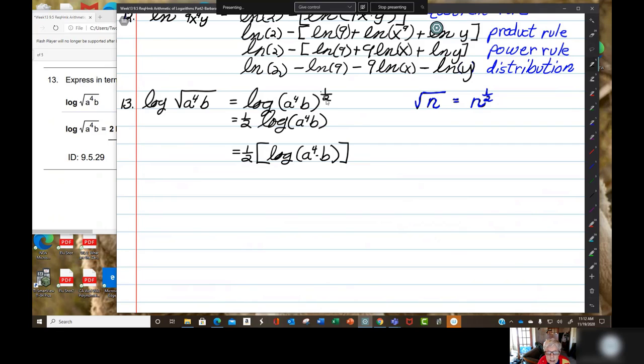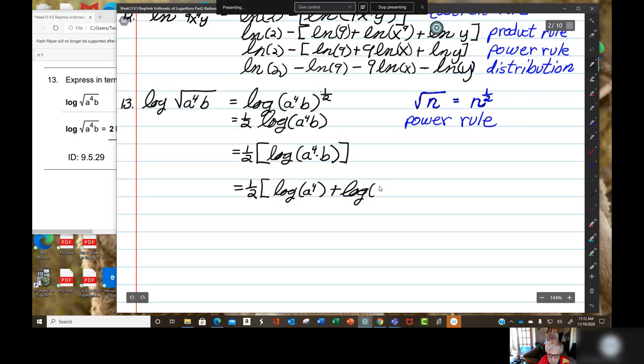Now let's see, this was the power rule up here. Power rule. And in a minute, I'm going to use the product rule. There now. That's the power rule. No, it's not, it's the product rule. All these guys start with P. It's the product rule.